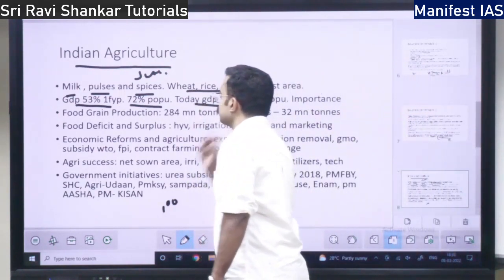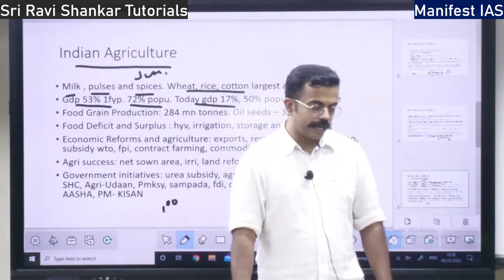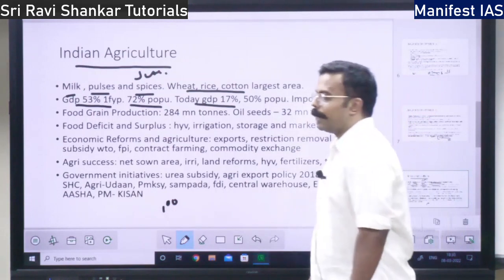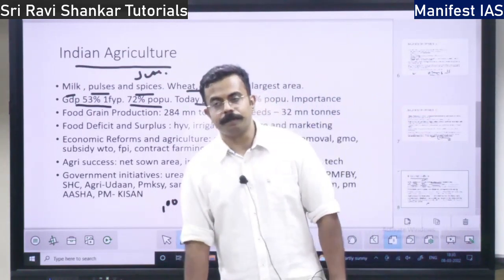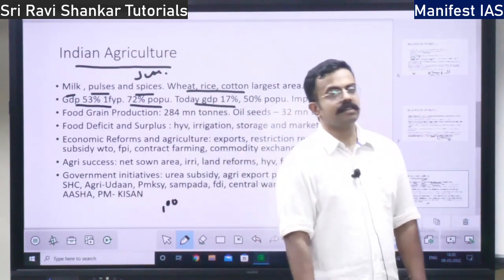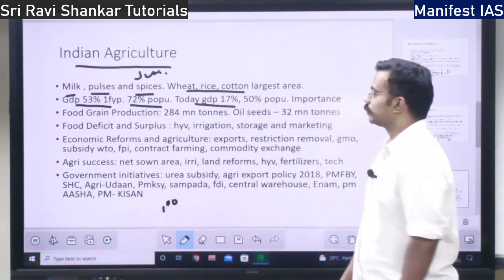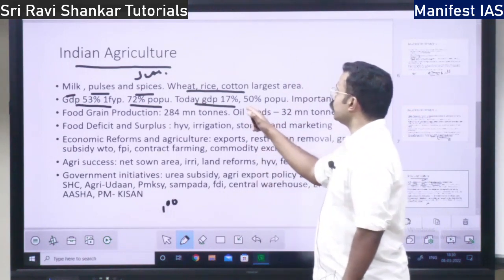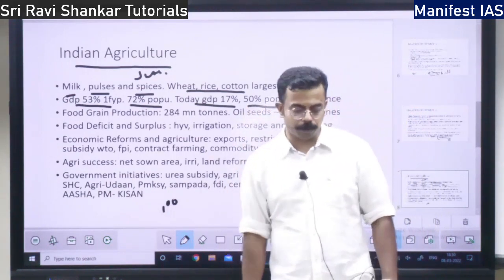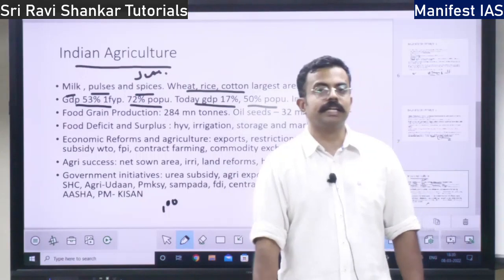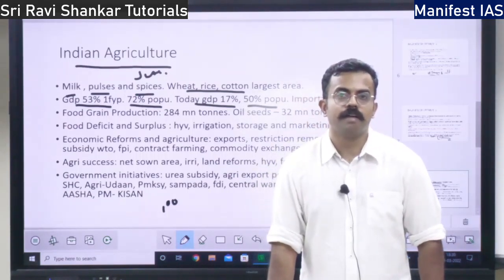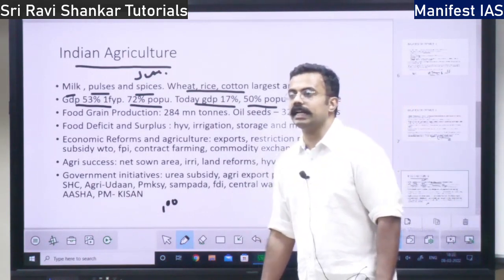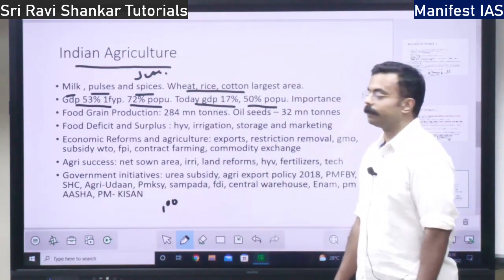Today, the agricultural contribution to GDP is how much? Just 17%. Manufacturing contribution is 25%. Service sector contribution is 55%. So today the GDP share is 17%, but the number of people employed is 50% of the Indian population. If we have 130 crore Indians, we have 65 crore Indians employed in agriculture, right?